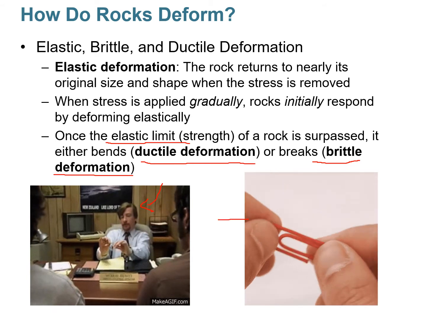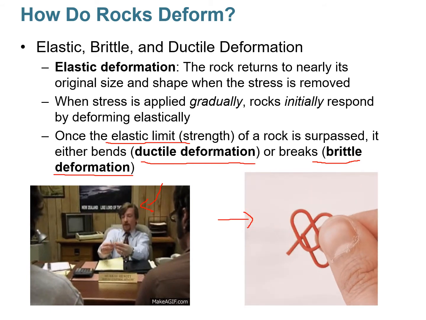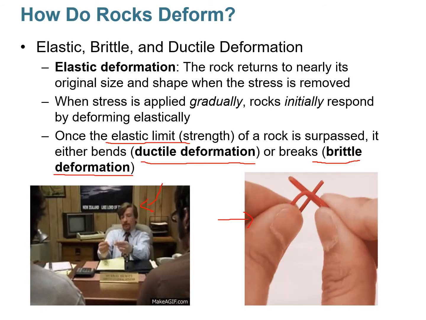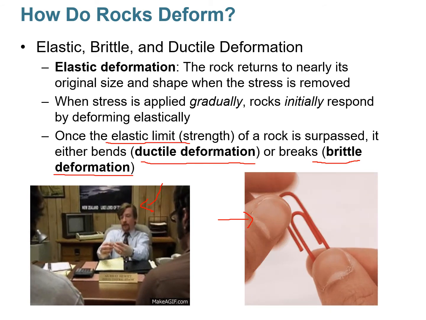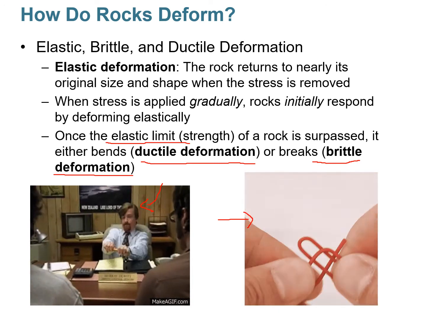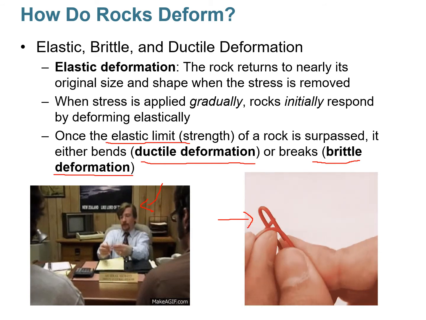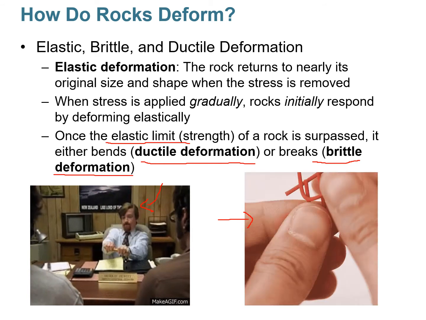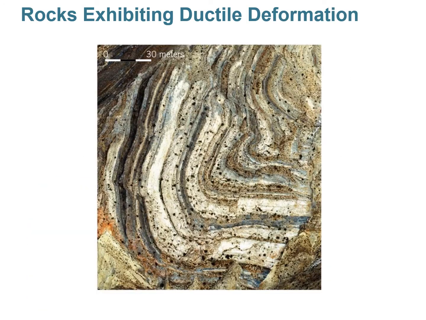And the example here is a paper clip being bent into a new shape, like a pretzel or something. Okay. And so when stress is applied gradually, rocks initially deform elastically, but over time you can exceed the elastic limit, and then it falls into the realm of either ductile or brittle deformation. So here's an example of a rock that was ductilely deformed, because you don't see a break, you just see a fold in these layers here.